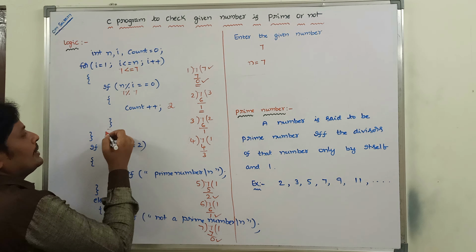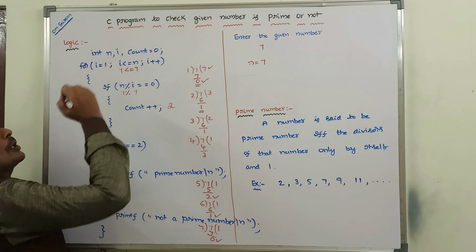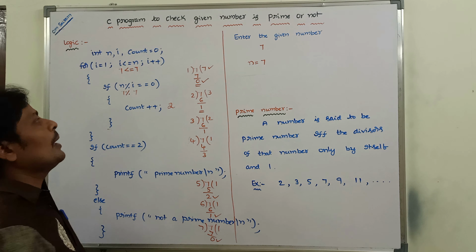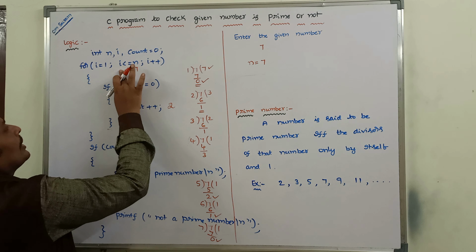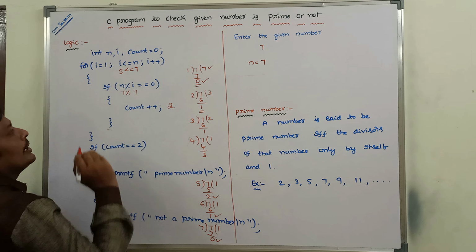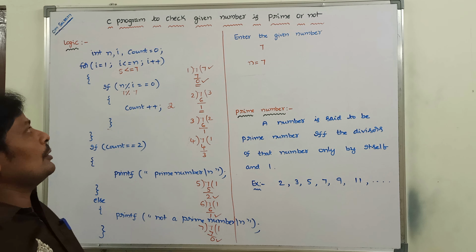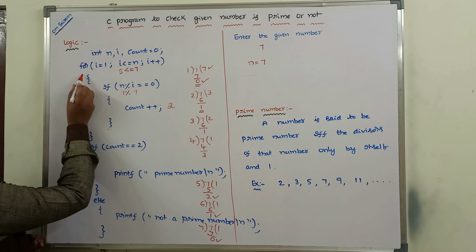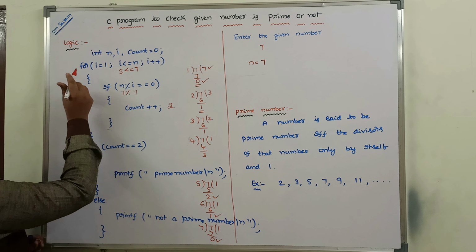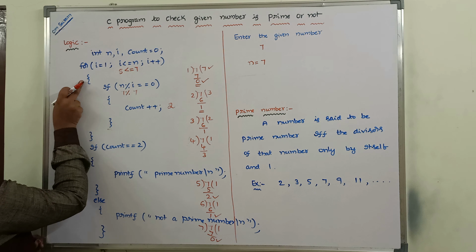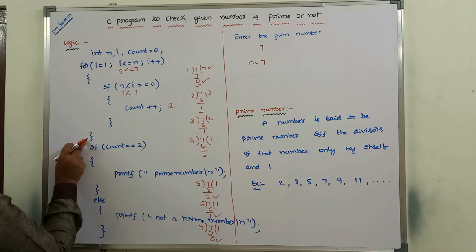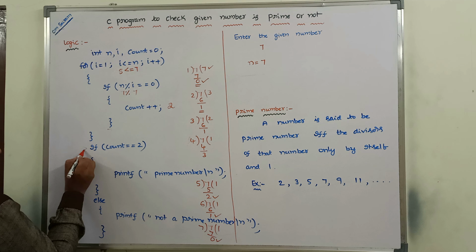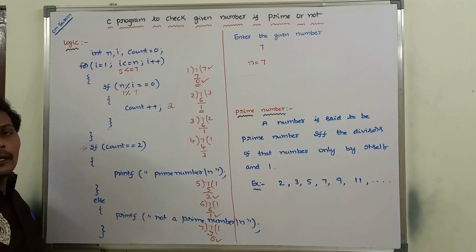So after that, again control goes to the for loop. I value is incremented. Now I value is 8. 8 less than or equal to 7, condition false. If the condition is false, the control goes to the next statement after the for loop. For loop starts here, for loop ends here. The control goes to this statement, the next statement after the for loop.